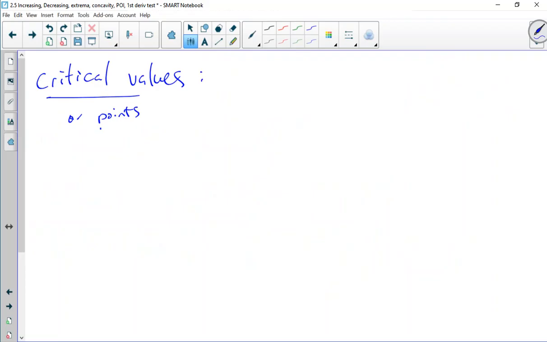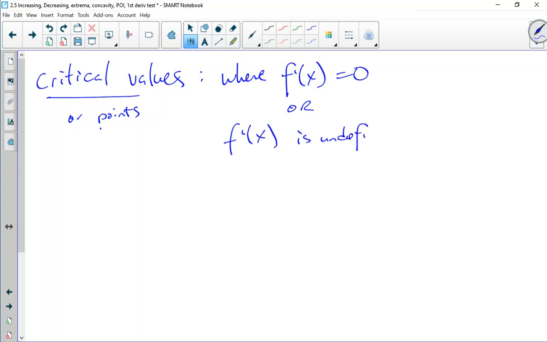So this is relevant for the first derivative test. There are these things called critical values or critical points. So this is where f prime of x equals 0 or f prime of x is undefined. So all of our critical values need to go on the number line whenever we're doing our first derivative test.